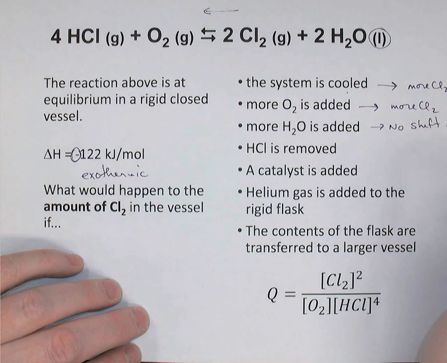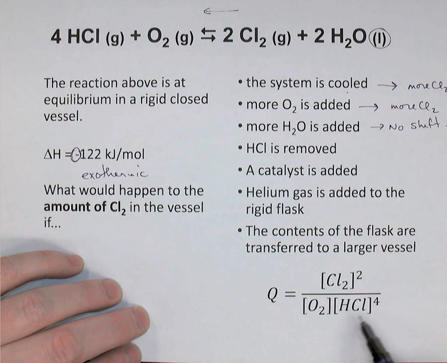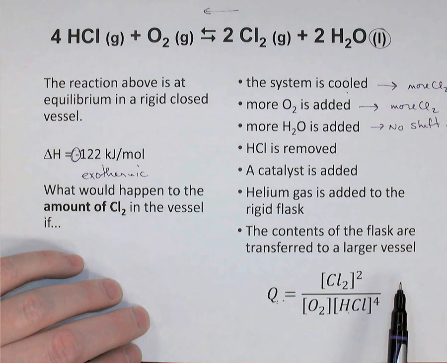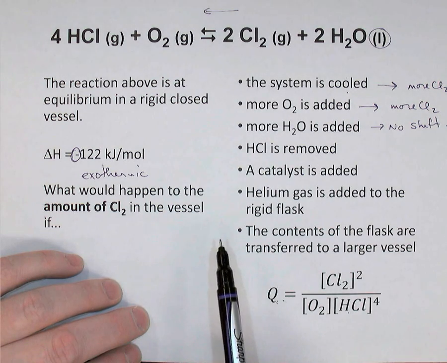Remove some HCl. Well, if you remove HCl, you're lowering its concentration. Lowering the concentration of HCl will cause Q to get larger because HCl is in the denominator. So if you have a smaller denominator, you get a larger Q. So Q is now bigger than Kc. We're going to shift backwards as a result, and shifting backwards, there'll be less Cl2 in the container.